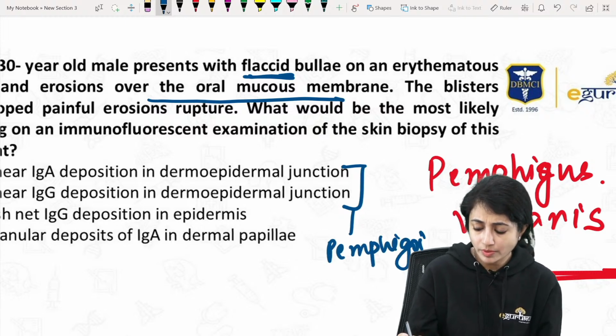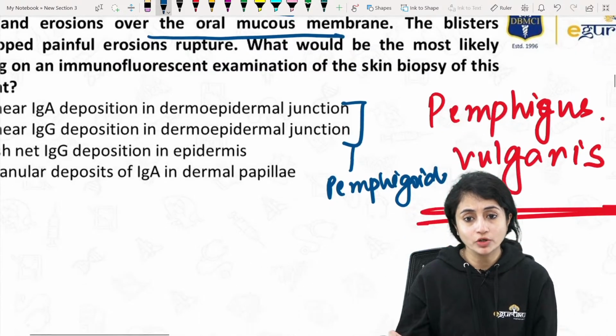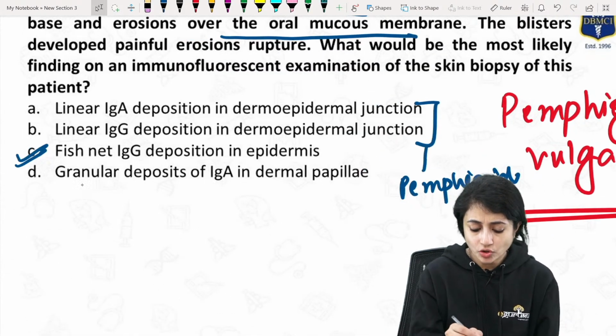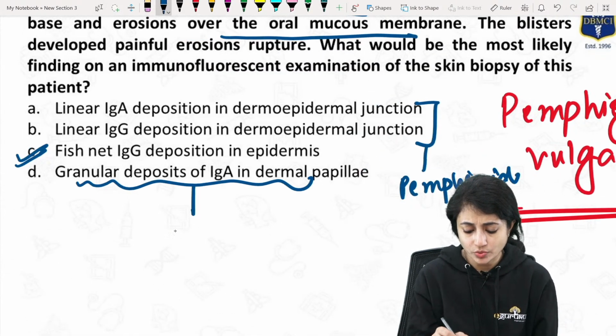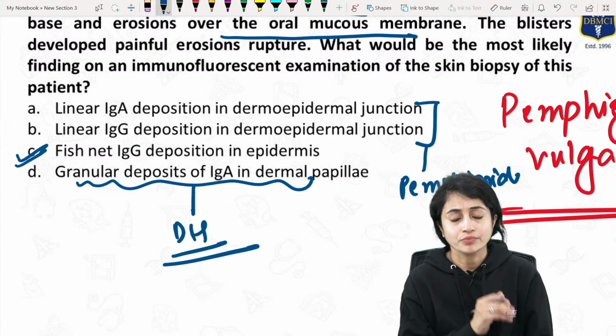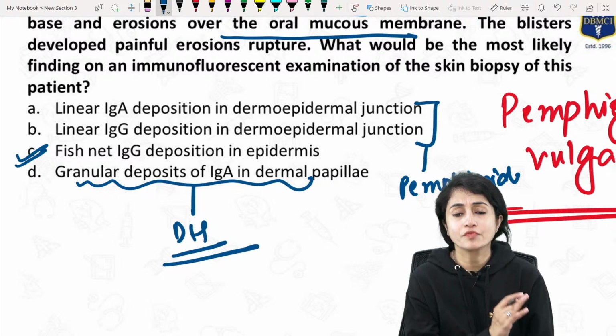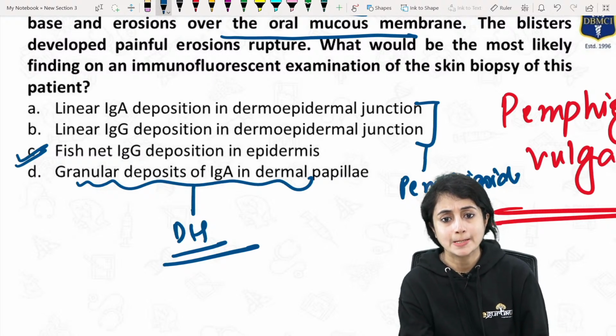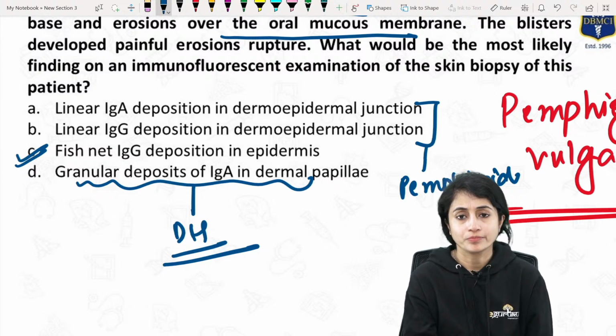The dermoepidermal junction, if I have deposition here, it will be pemphigoid group of disorder. And I told you subepidermal disorders are divided into pemphigoid group and DH. DH, or dermatitis herpetiformis, presents with this, though nobody is going to ask you in such details, just to clarify. So just remember vulgaris has fishnet IgG deposition.